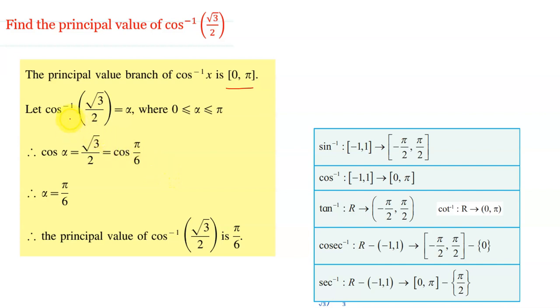Therefore cos alpha is equal to root 3 by 2, but for which angle is cos equal to root 3 by 2? It's for pi by 6, and hence alpha is equal to pi by 6. Therefore the principal value of cos inverse of root 3 by 2 is pi by 6. Okay. Now next.